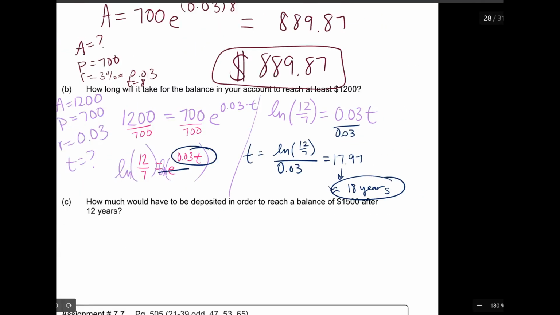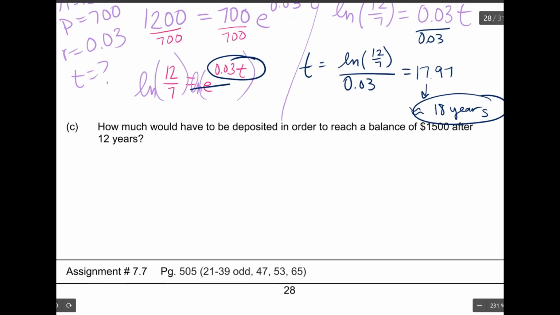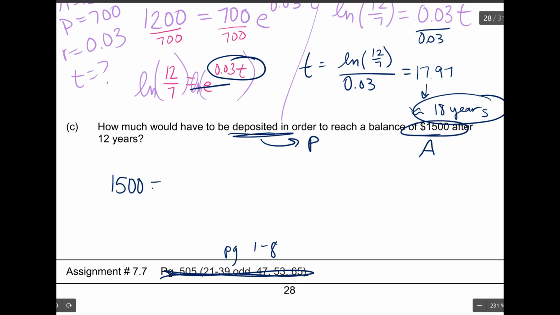I think part C is a little bit easier. It's also, I forget, what is it, 1 through 5? 1 through 8. So are you finding how much would be deposited? We're looking for P, the principal. This would be your balance. P times e to the, well, we still have the same rate, 12 years.